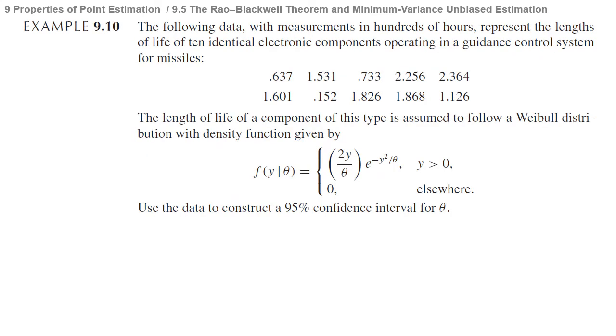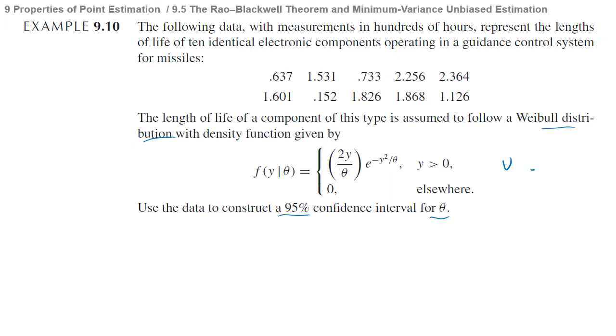Let's move on to example 9.10. The following data, with measurements in hundreds of hours, represent the length of life of 10 identical electronic components operating in a guidance control system for missiles. The length of life of a component of this type is assumed to follow a Weibull distribution with the density function given here, and we use the data to construct a 95% confidence interval for theta.